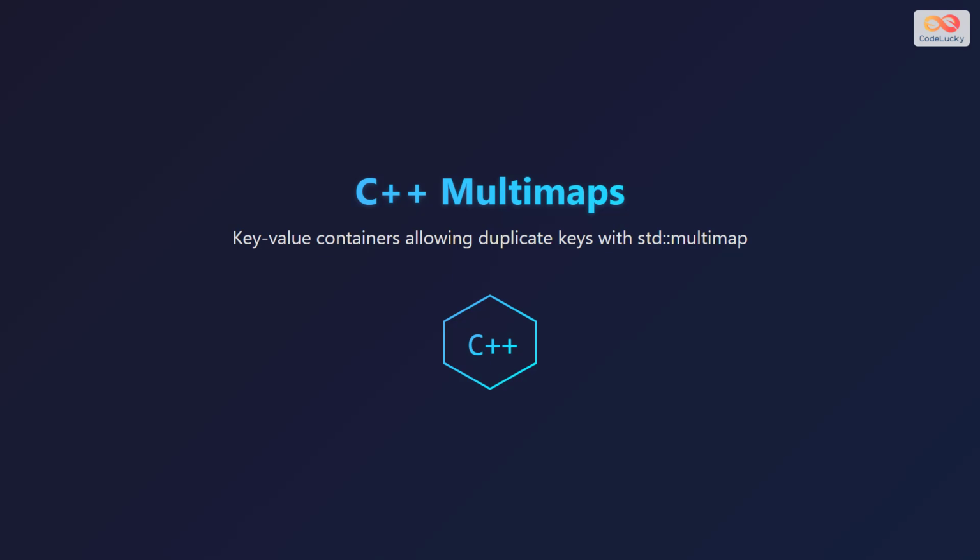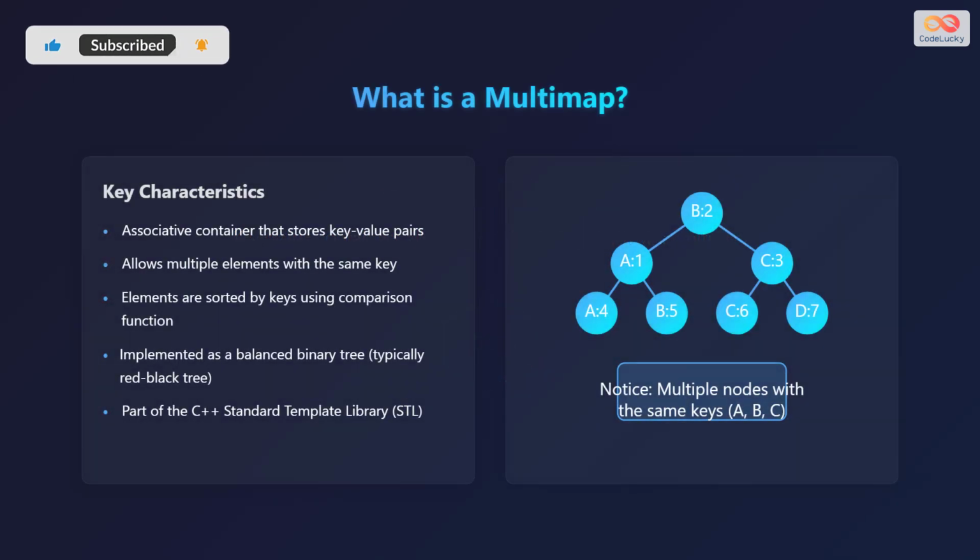Let's explore C++ multimaps. These are key-value containers that allow duplicate keys, which is made possible through the std::multimap construct in C++. So, what exactly is a multimap?